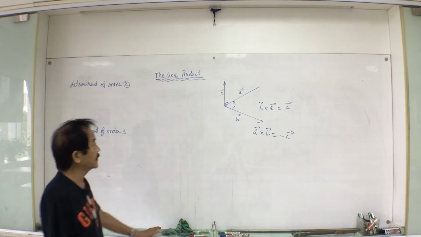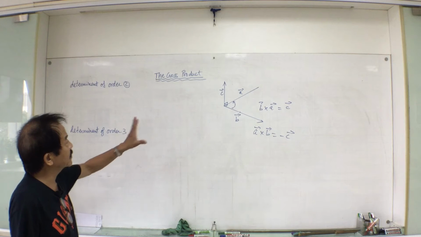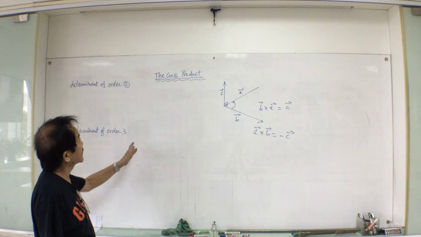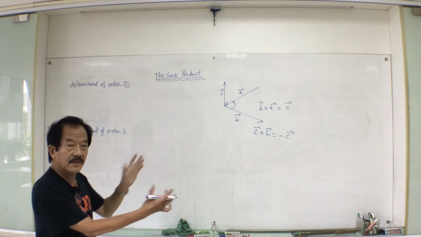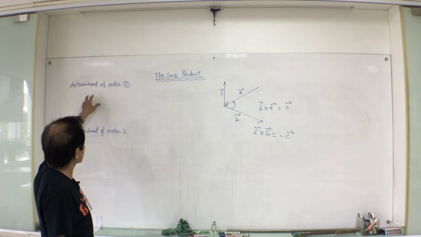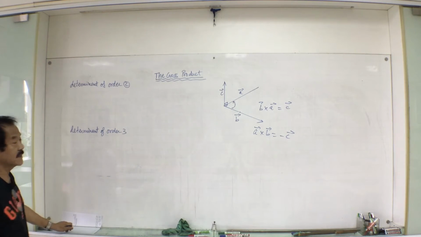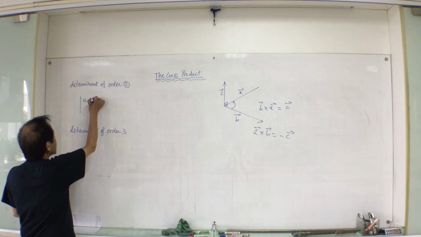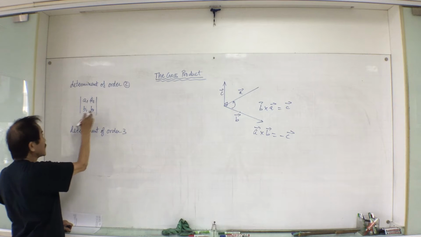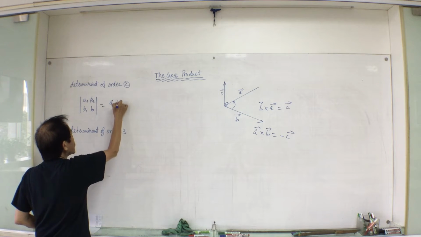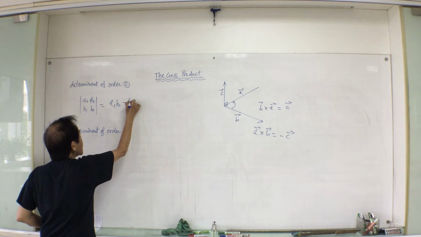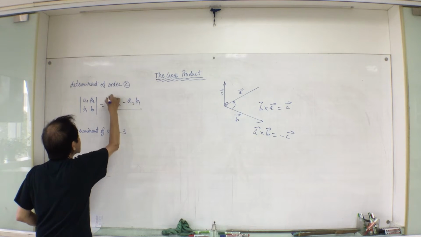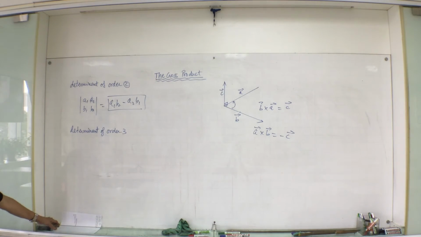The real number. Now, before I introduce the full idea of the cross product in many directions, first I want to define what the determinant of order 2 is. If you have A1, A2 and B1, B2, that equals A1 B2 minus A2 B1. This is what we call the determinant of order 2.